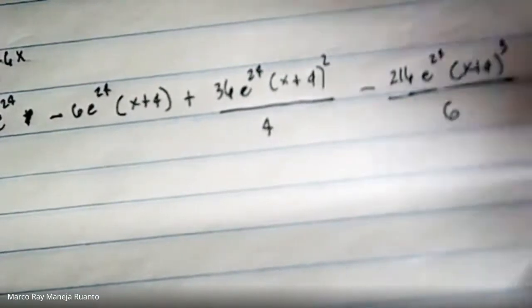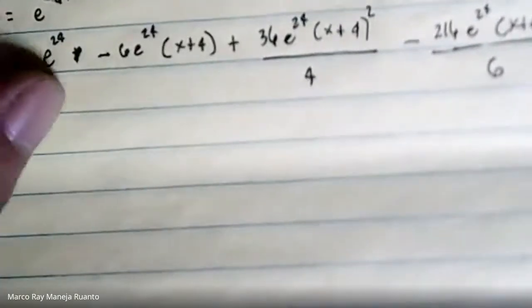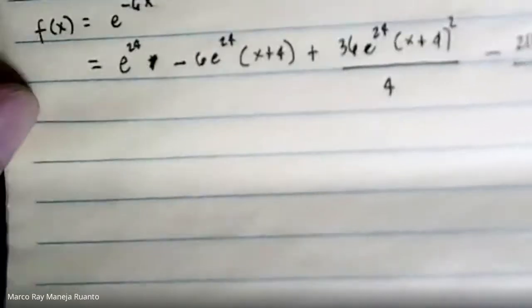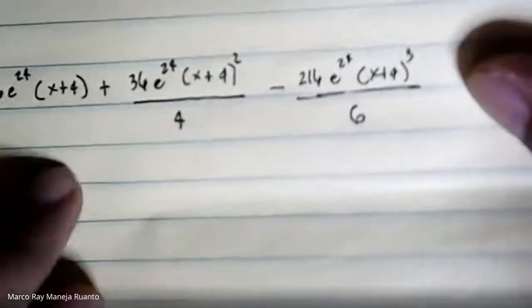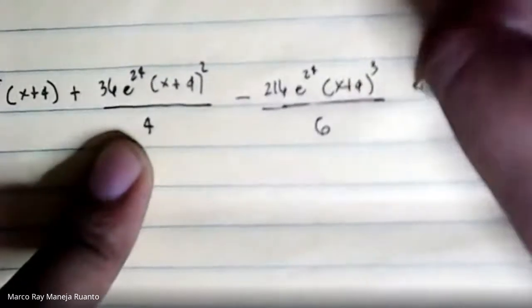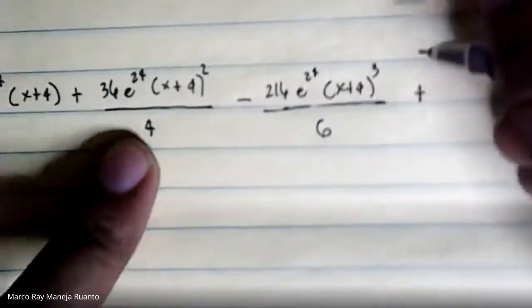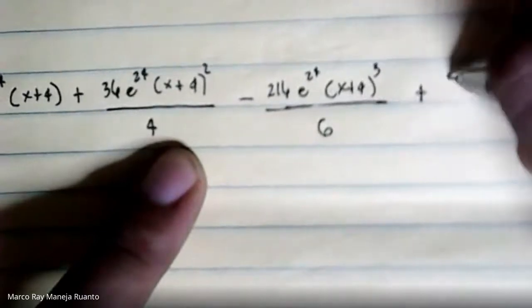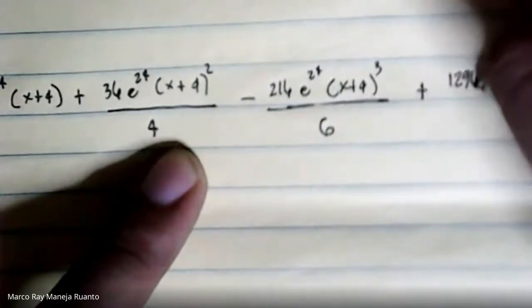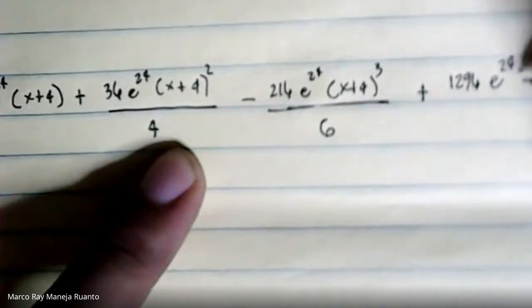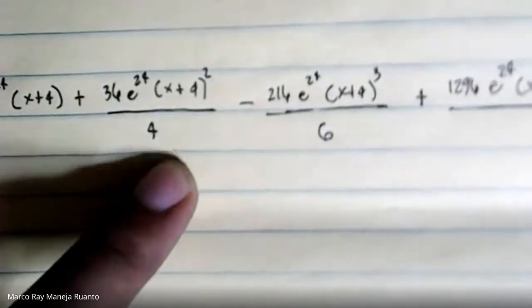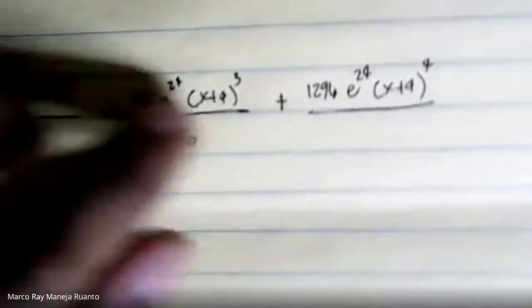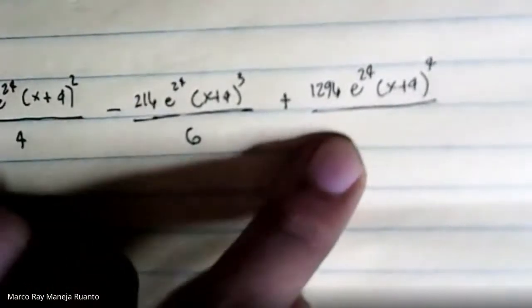For the sake of example, I will just try to extend 1, no? For the fifth term. Pero sa problem, you are only required to do fourth term, no? So, pwede na mo stop dire. Pwede na mo stop dyan. For the sake of the example, we will try to extend. So, I will have plus 1296 e to the 24 x plus 4 power 4 over 4 factorial. Okay, 4 factorial is equal to 24.